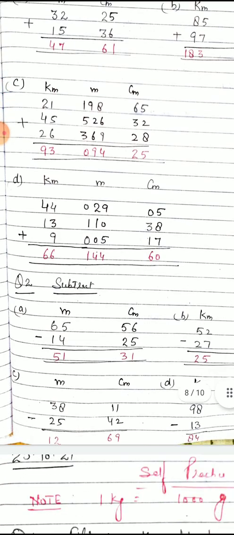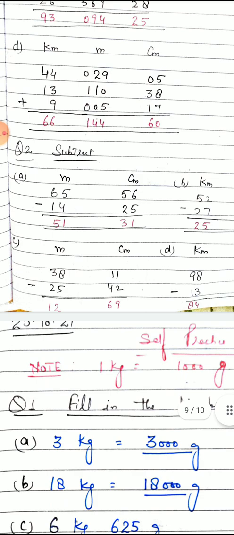Very simple questions. In the same way, if in the question 3 units are given: 44 kilometers 29 meter 5 centimeter. The other number is 13 kilometers 110 meters 38 centimeter. And the third number is 9 kilometers 5 meter and 17 centimeter. First of all, arrange in proper columns and then add the numbers. When you add these numbers, you will get 66 kilometers, 144 meters and 60 centimeter.